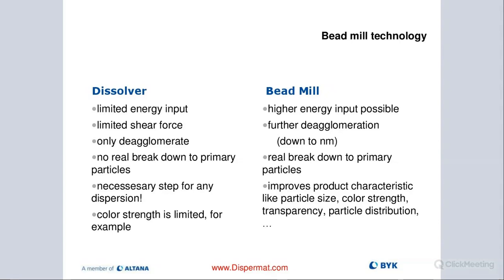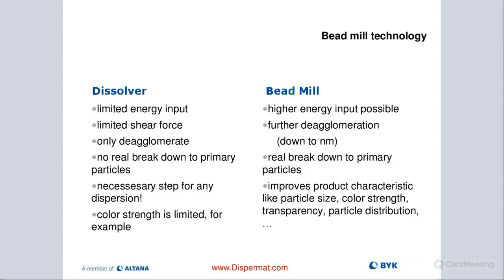And it is a critical step to do before milling, because if you go straight to a mill, you're most likely going to clog up the screens or a dynamic gap, and then you won't have any flow of your material in and out of the mill. So it's really important that you use a dissolver first and pre-disperse. You're wetting all the particles properly. So that's really, really critical, and it is a necessary step for any dispersion.